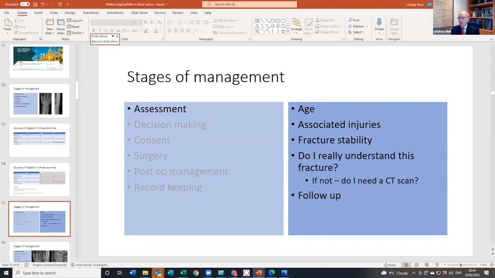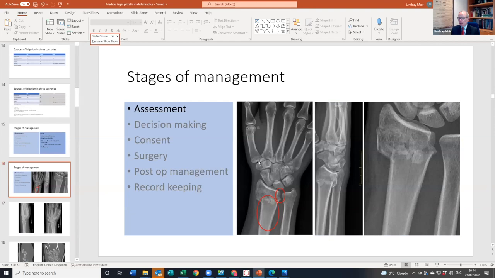Assessment, we've discussed age already. Are there any associated injuries? That's a sort of FRCS type question. Is the fracture stable? Do you understand this fracture? We'll come on in a minute to see a case. And then how are you going to follow them up? So here is the assessment. This is our snowboarder. And you might want to spot that the DRUJ is a little bit wide.